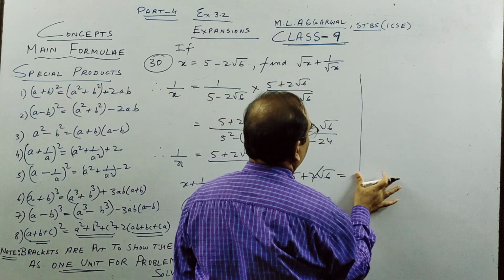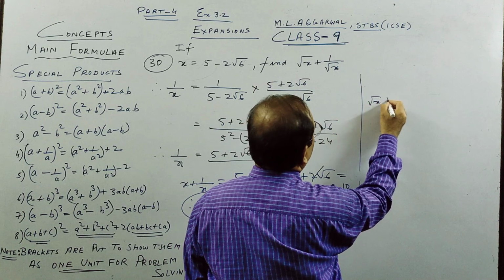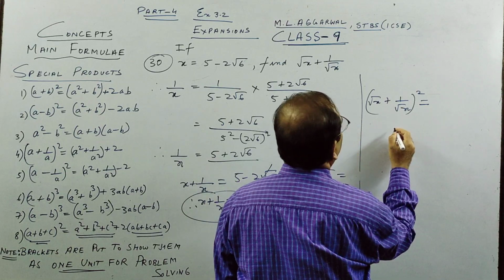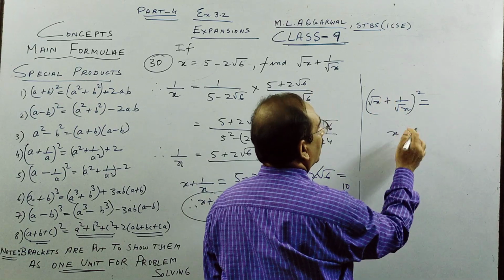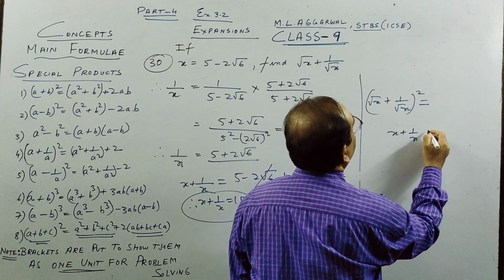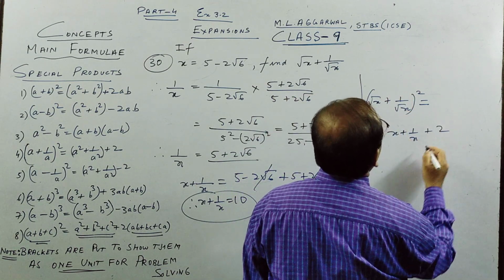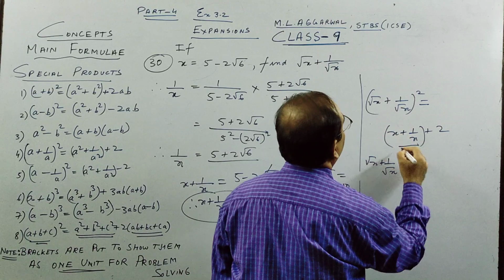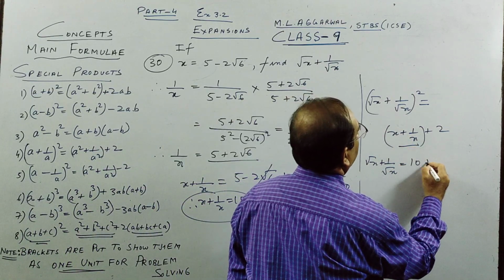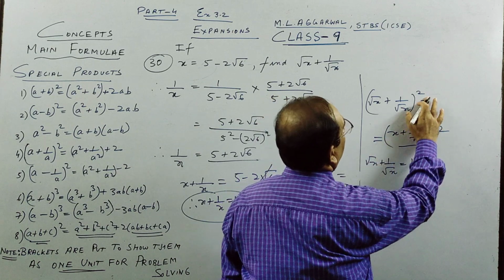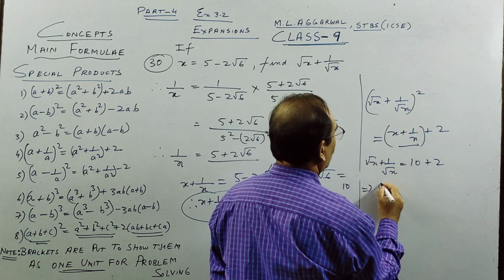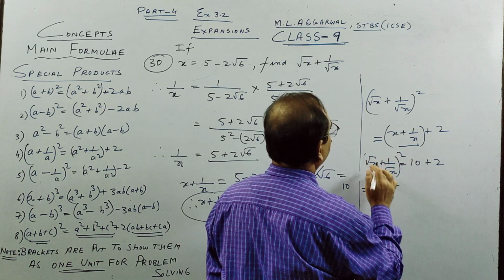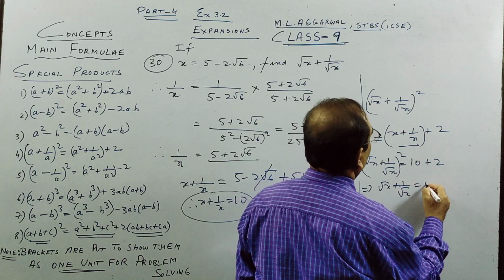So what we do is we take root x plus 1 by root x whole square. So this will give you root x square is x plus 1 by x plus 2, where this will cancel. So root x plus 1 by root x whole square is equal to x plus 1 by x, which we have found out is 10. So 10 plus 2, okay, and write equal to 12. So finally root x plus 1 by root x is root over 12.